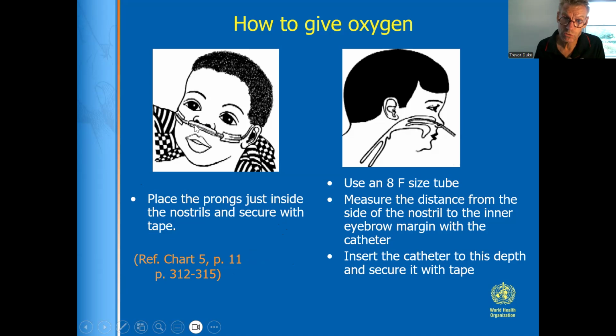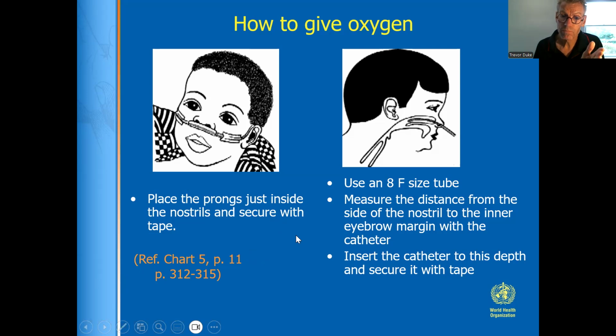Usually now binasal prongs are used, small binasal prongs, and the amount of oxygen that is required is somewhere between 0.5 litres per minute and 2 litres per minute. For most children with such severe respiratory distress, you'd start at 1 to 2 litres per minute.